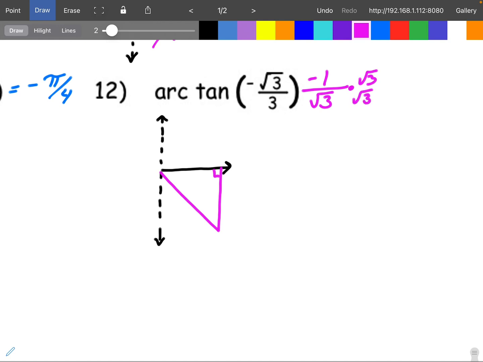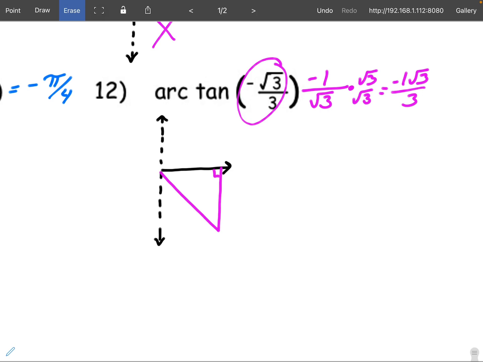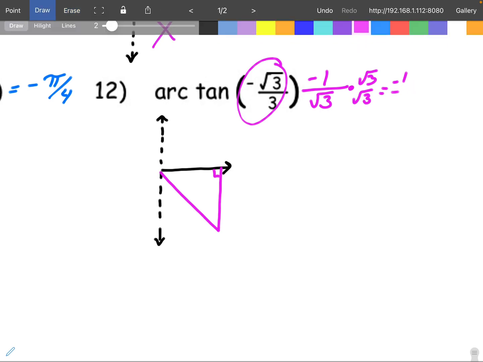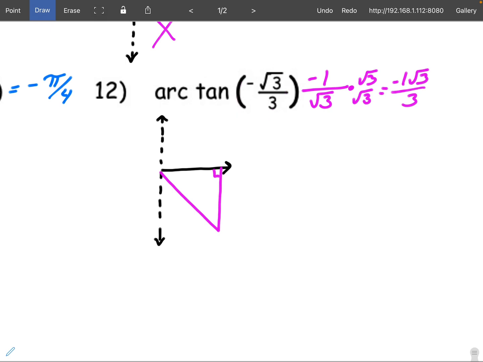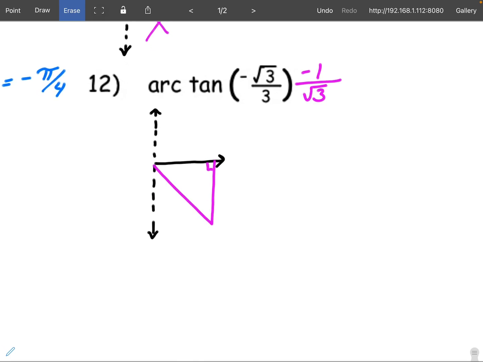And think about it. If you try to rationalize this, we multiply by square root of 3 over square root of 3, which gives us -1 square root of 3 over 3. So sure enough, we get that. So we need to unrationalize. So this is actually what we're looking for. Now again, I don't have anywhere on the unit circle that gives me a -1 and a square root of 3.